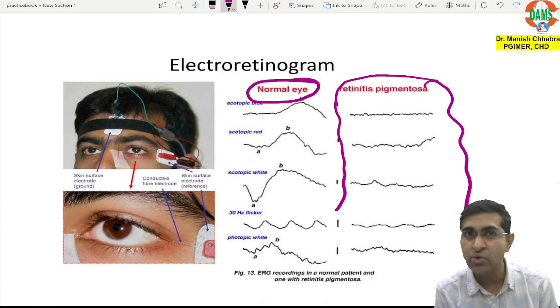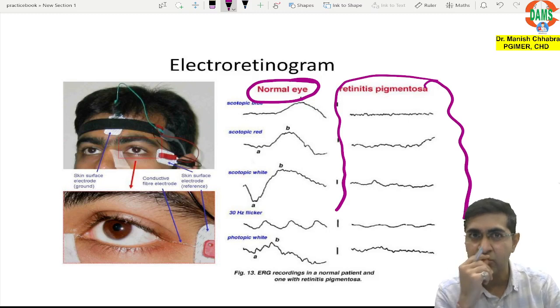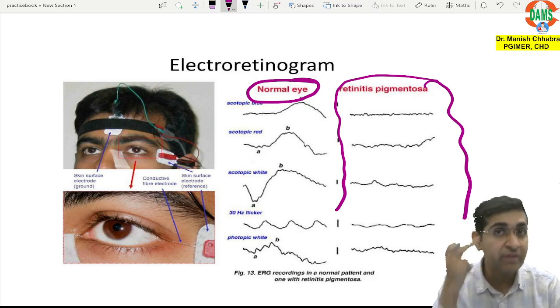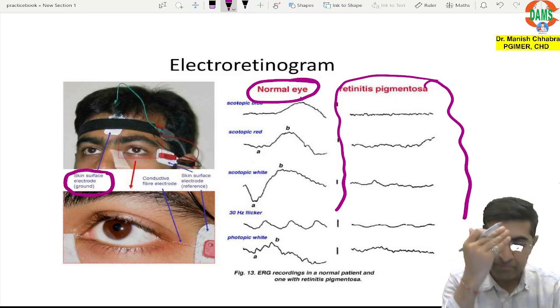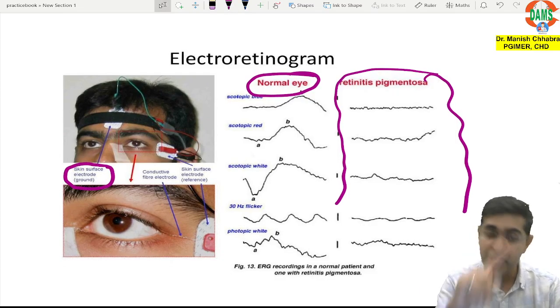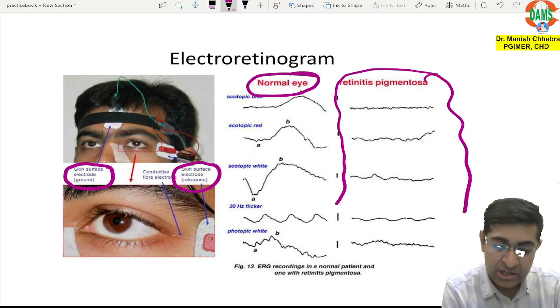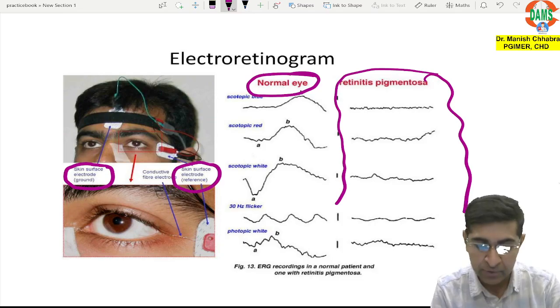So there are electrodes which are kept at different places. Three electrodes are used. One is at the forehead, one is at the bulbar conjunctiva, one is on the side. This is your ground electrode, which is placed on the forehead. One is the reference electrode, which is placed at the surface of the skin. Another may be placed at the bulbar conjunctiva. Okay, all right.